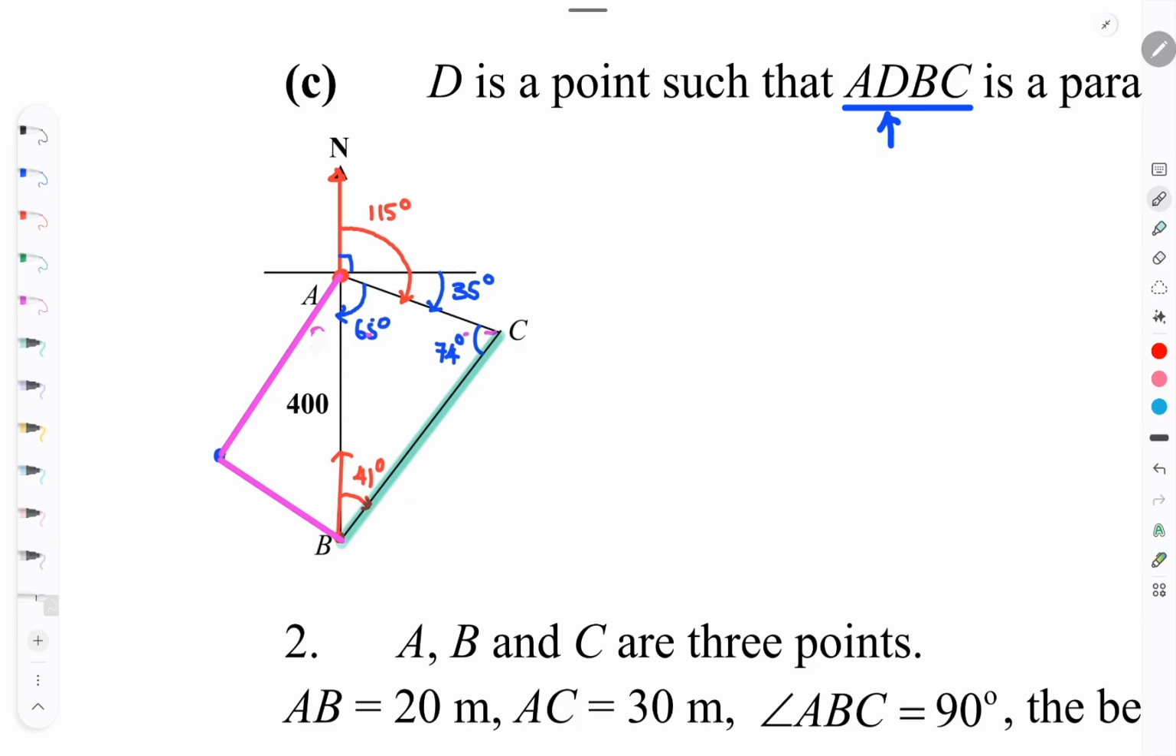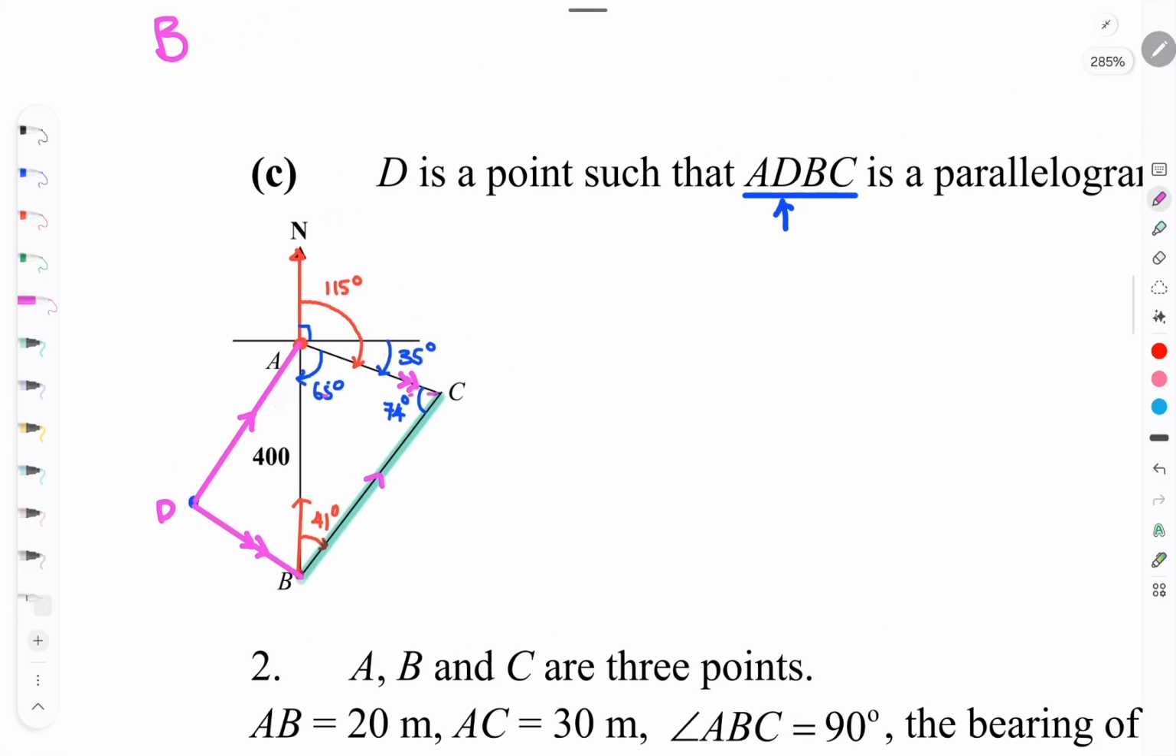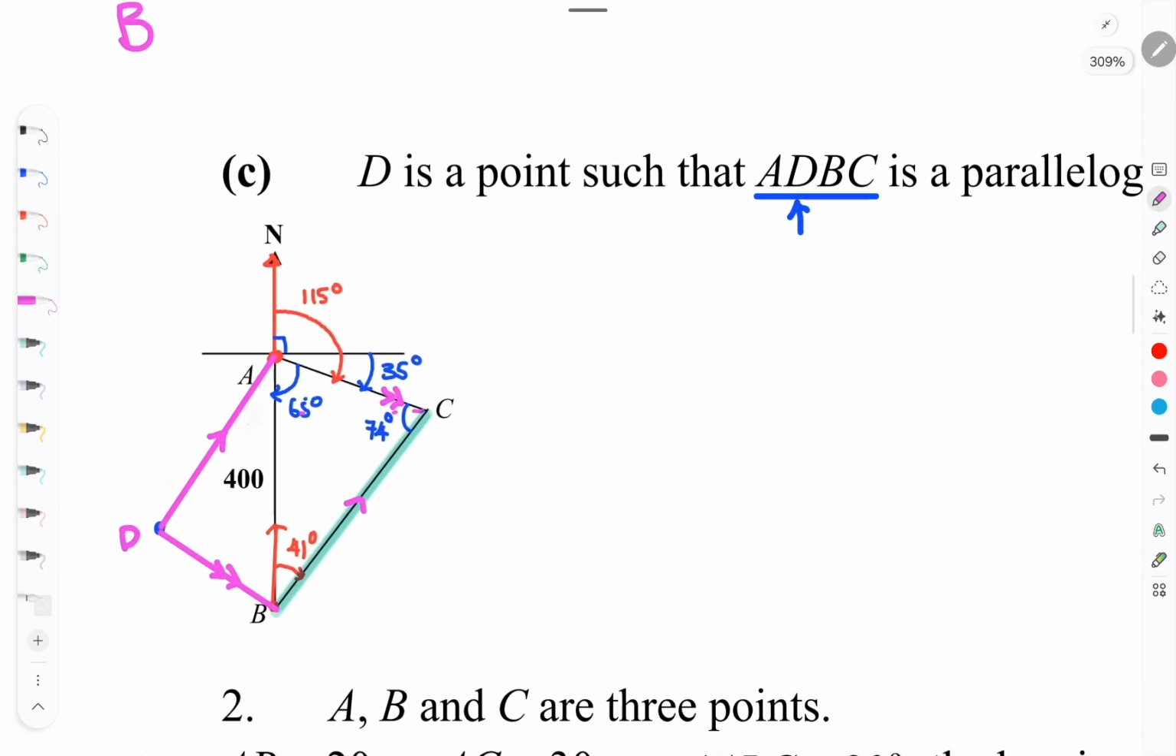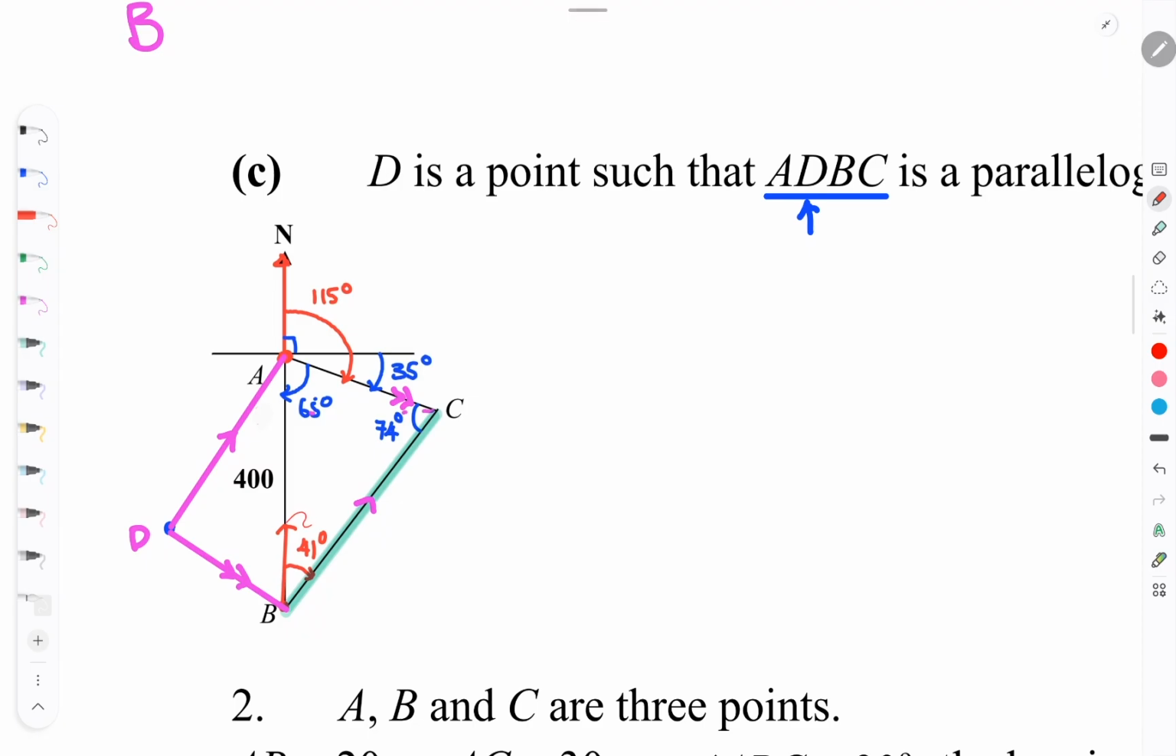Let me remove this D. So this D is actually over here. I know I drew it slightly off, but actually these two will be parallel because it's a parallelogram, and then these two will be parallel. I want to find the bearing of D from B. I go to B. I already have my north line over there. I will go one full round until I find D.